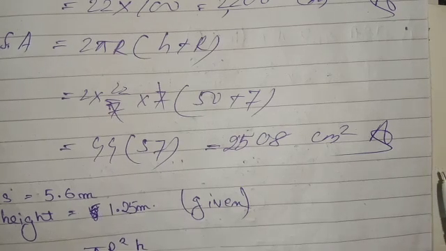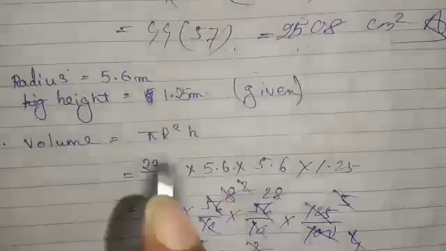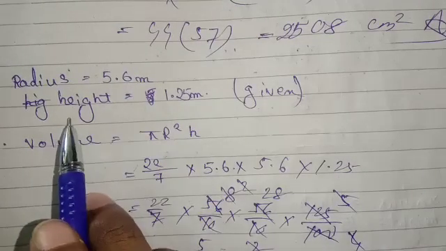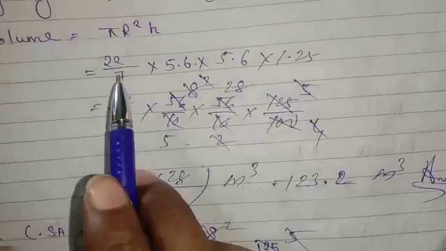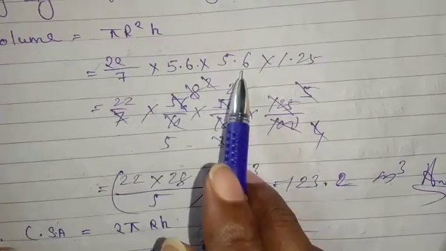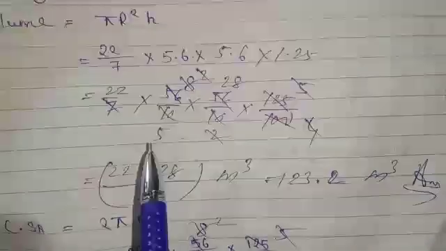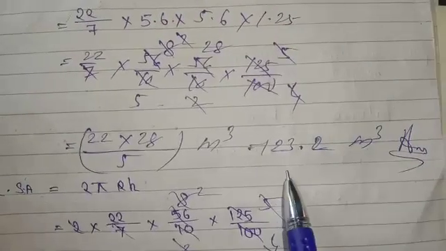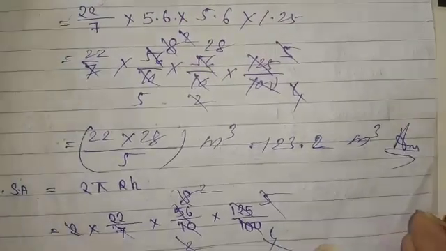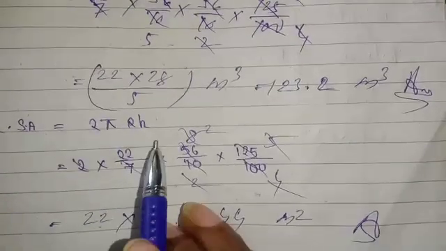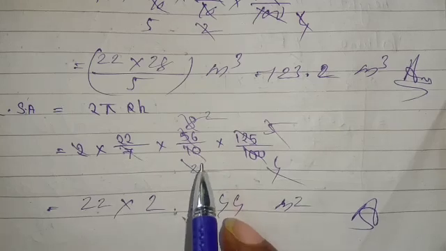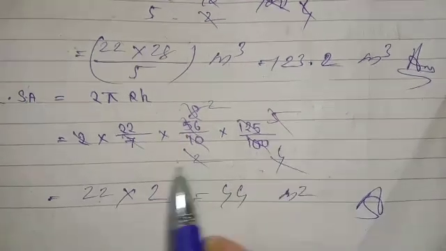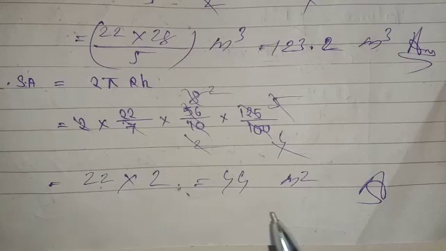Next, second part: radius given 5.6 meter, height given 1.25 meter. The volume formula is pi r square h. Just put in the values here: 22 by 7 into 5.6 into 5.6 into 1.25. After simplification it is coming 123.2 meter cube. The curved surface area formula is 2 pi r h: 2 into 22 by 7 into radius 56 by 10 into height 125 by 100. After simplification it is coming 44 meter square.